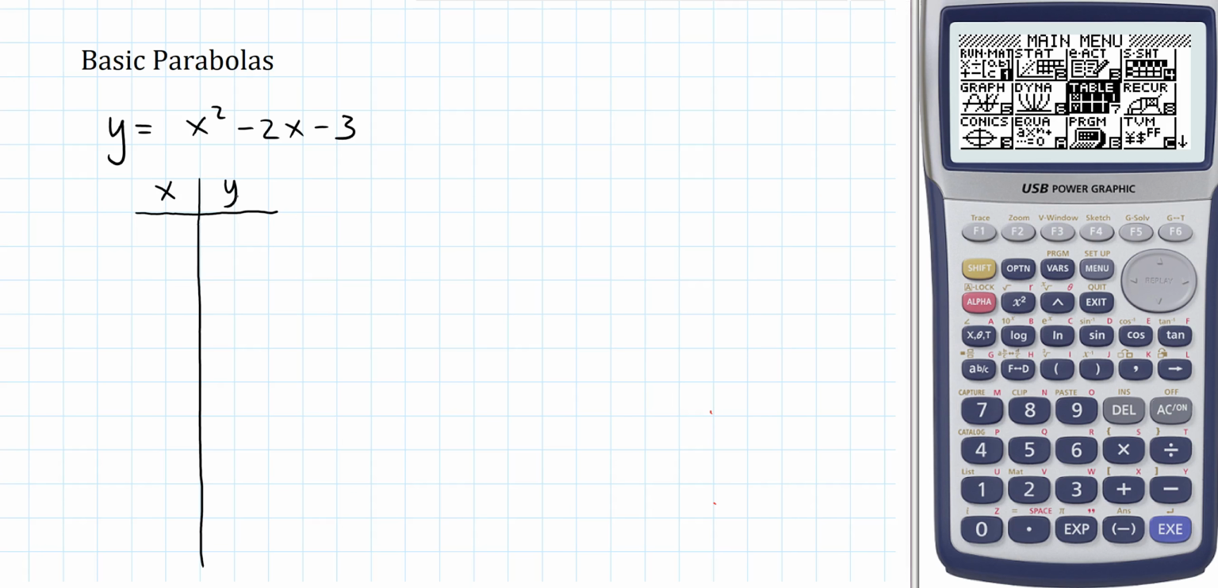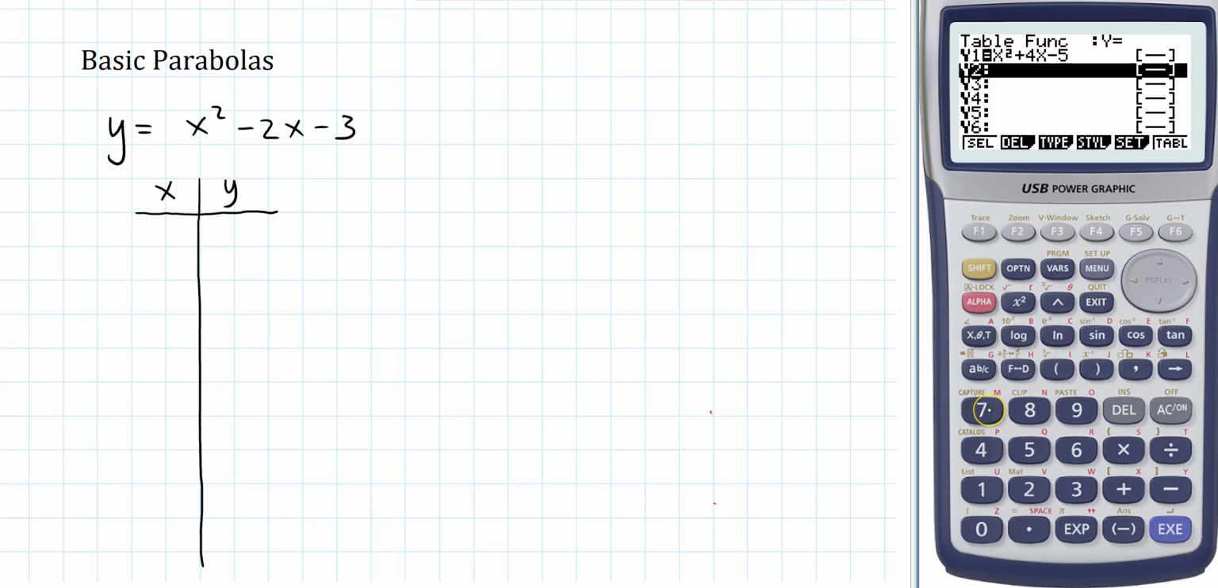So go to the table function by pressing your menu button on your calculator and then choosing the option that gives you table. Now, my calculator is the number 7, but it might be something different on yours. So have a look and find out what it is. Press number 7, and there's the table function. Make sure that the top of the table function says y equals.